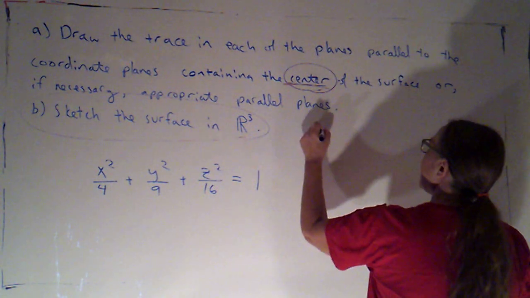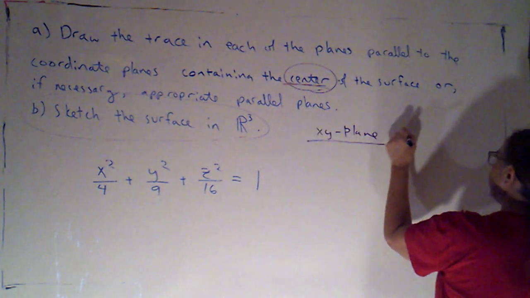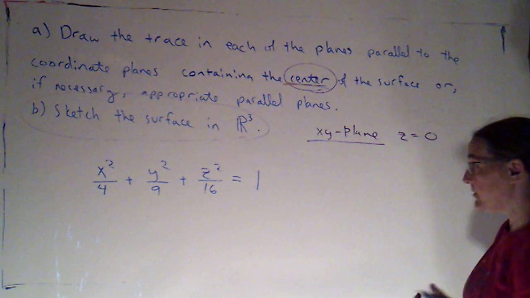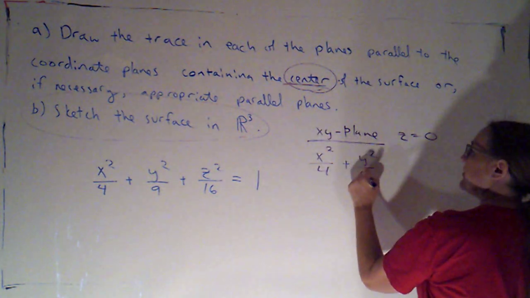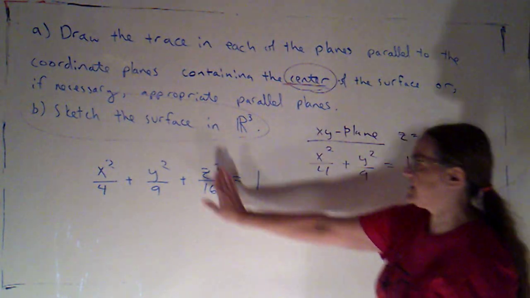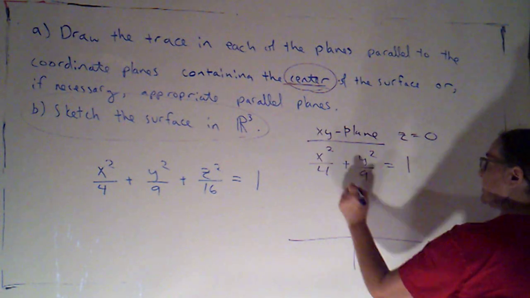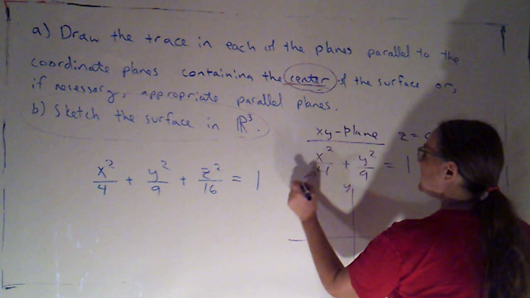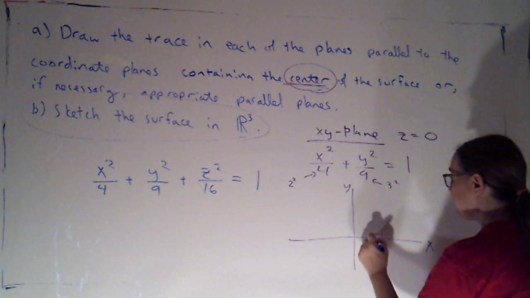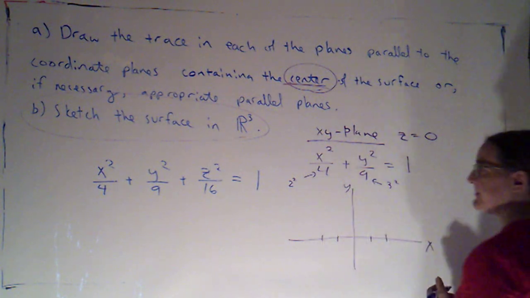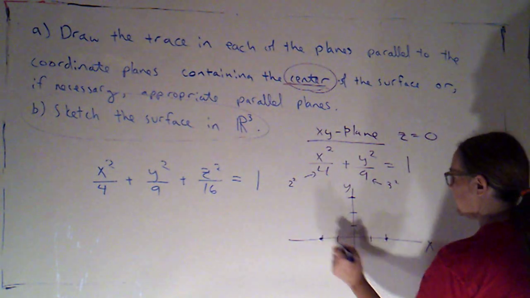Let's just start in the xy plane. So if I'm in the xy plane, that equation, as we said, is z equals 0. So my equation becomes x squared over 4 plus y squared over 9 is equal to 1. That just kills off that z term. So we're centered at the origin in the xy plane. Notice that 4 is 2 squared, that 9 is 3 squared. So I'm coming 2 away from the center in the x direction, 3 away from the center in the y direction.